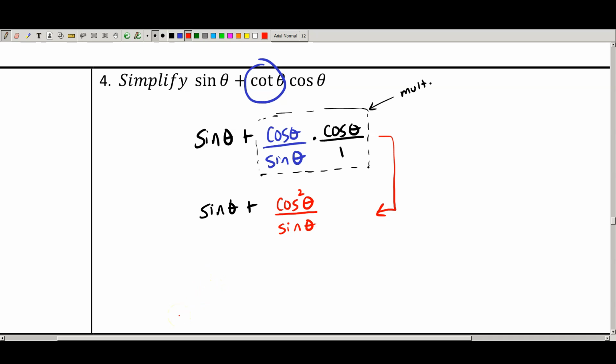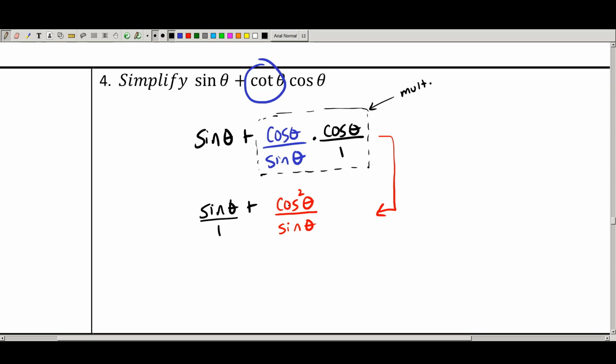We think of all the strategies in our head. Is there any Pythagorean identity that jumped out? No, that didn't really happen. There's no factoring we can really go ahead and do. But we do have fractions that we can add. This is really our only option here. Sine theta over 1, let's put over 1 there, plus cosine squared over sine. We have two fractions, and we're just going to combine these fractions. Really, this is our only option.